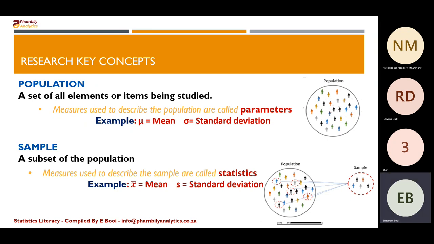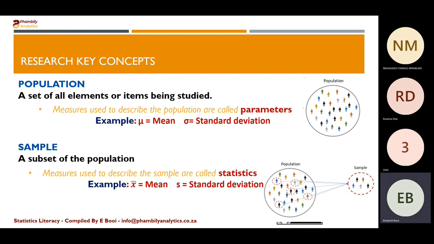So if I'm going to create some measures like calculating the mean, the standard deviation, the population proportions, and I'm calculating them from the population, then those measures we call parameters. If I'm calculating them from a sample, those measures we call statistics.